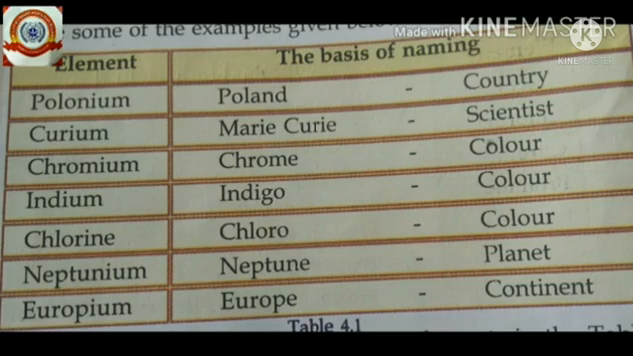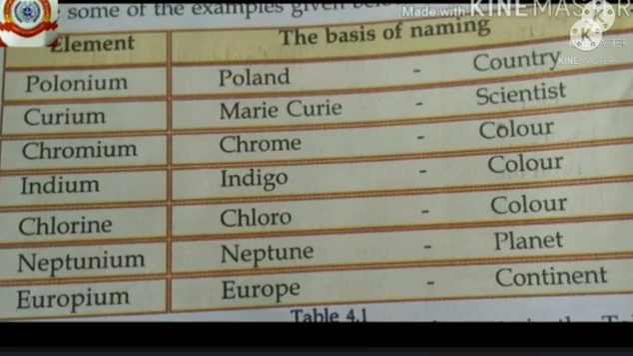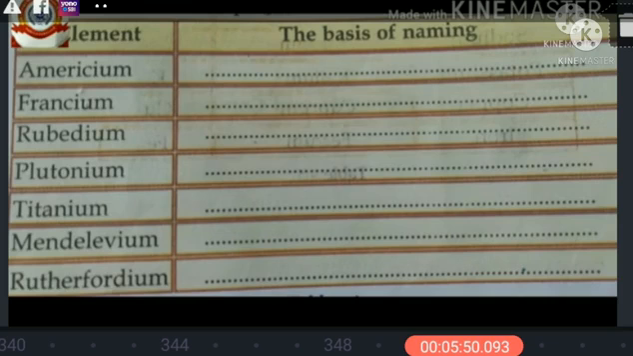Chromium. It is based on the color chrome. Indium. It is based on the color indigo. Chlorine is also based on the color chloro. Neptunium got its name from the planet Neptune. Europium got its name from the continent Europe. Like that, you should complete table 4.2.